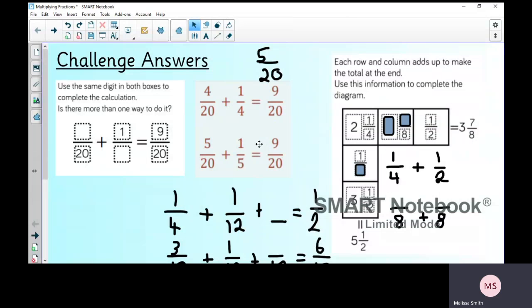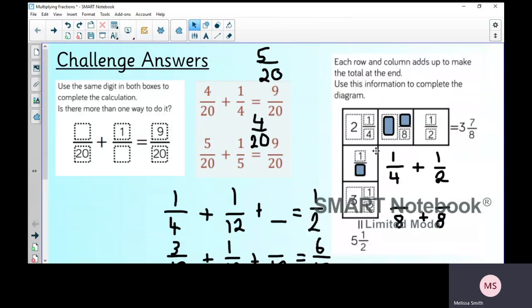Another way that you should have identified is that you could have used the digit 5 also. And if we check that one, why would that have worked? Well, 5 into 20, you multiply that by 4. 1 times 4 is 4. 5 20ths plus 4 20ths is 9 20ths. Excellent, so that's the answer to that one.